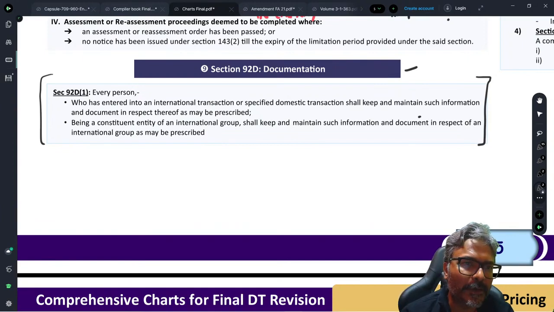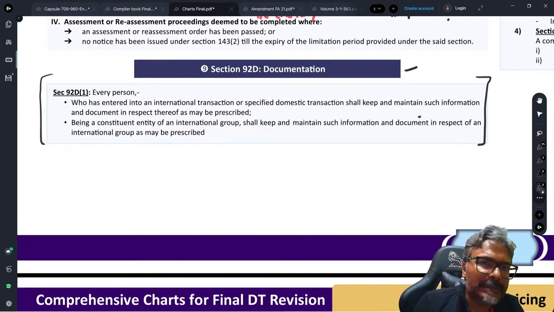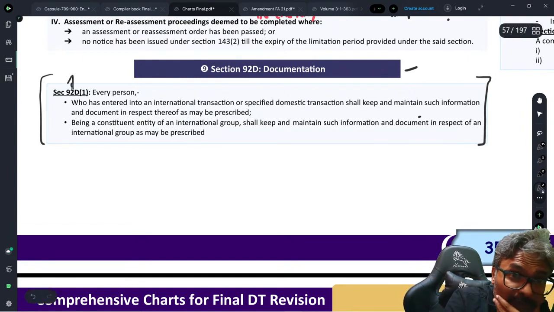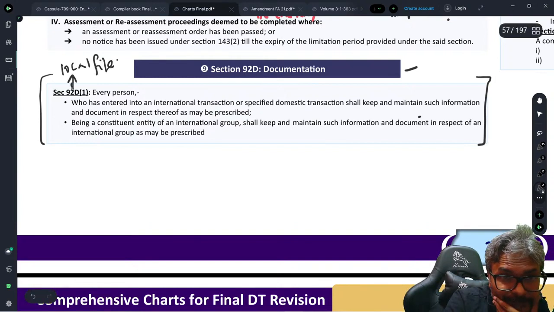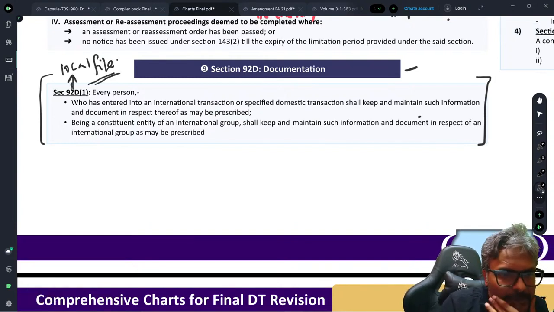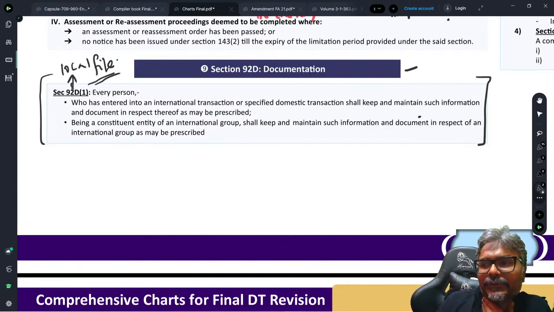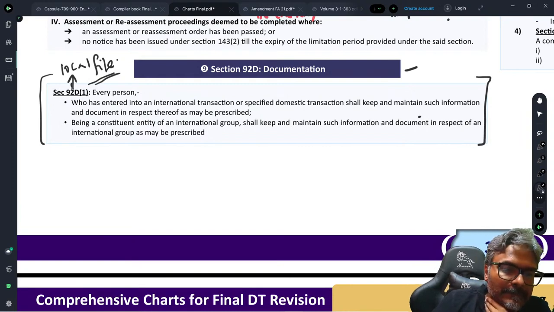Can anyone tell me the difference between bullet point 1 and bullet point 2? Difference between the two, Amrita? This 92D, by the way, is the local file. Any clue between these two, students? See? Exactly.